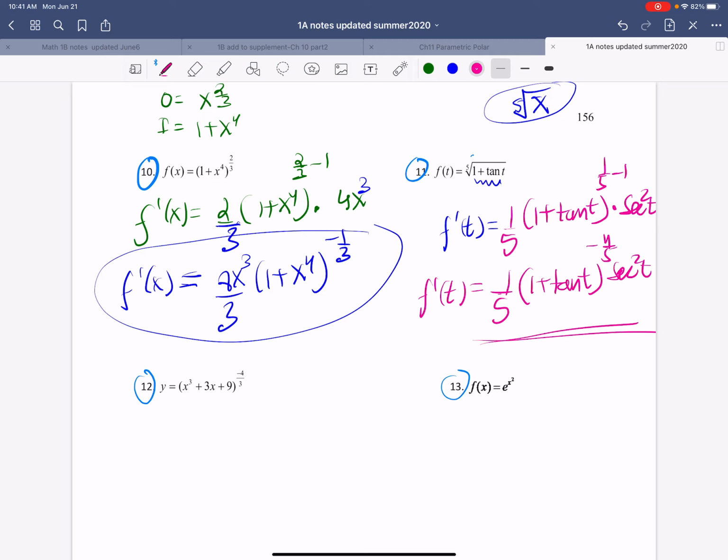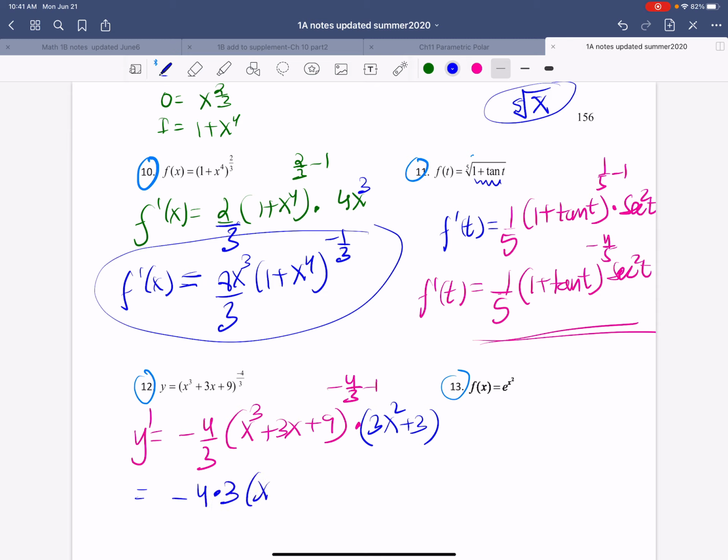Okay, let's see. Next we have y is equal to x to the 3rd plus 3x plus 9, raised to the power negative 4/3. Y prime would be negative 4/3 times x to the 3rd plus 3x plus 9 to the negative 4/3 minus 1, times the derivative of the inside function. The derivative of the inside function is 3x squared plus 3. We can pull out a 3, so it's negative 4 times 3 times x squared plus 1. I just factored a 3 out from here because I'm able to cancel it, divided by 3 times x cubed plus 3x plus 9.